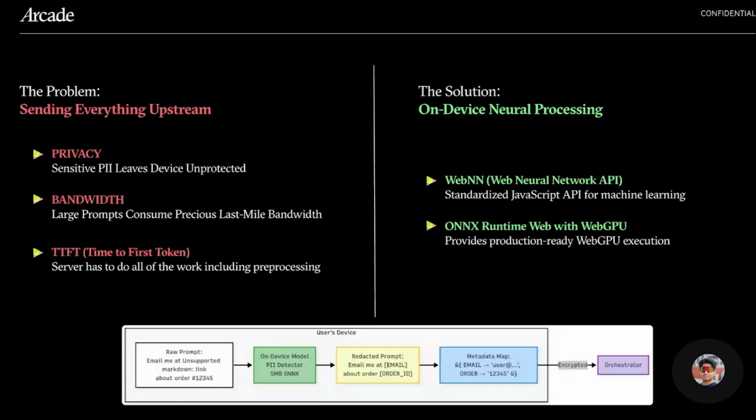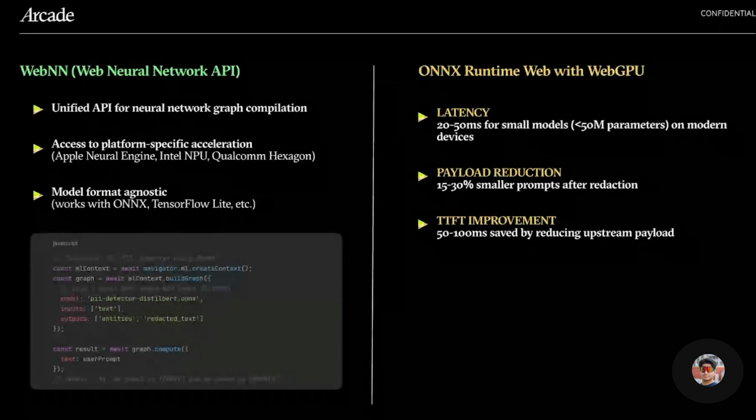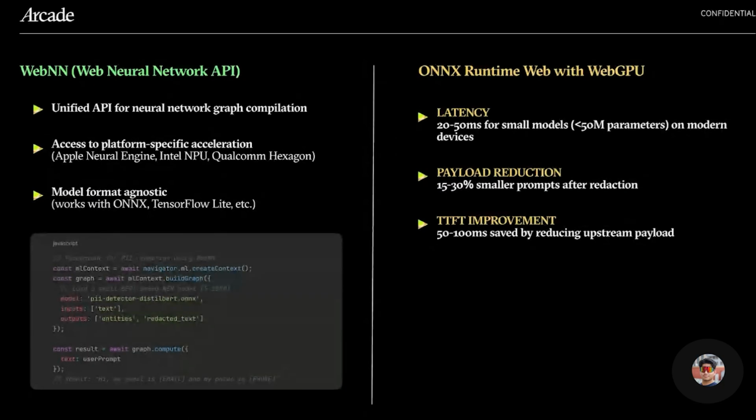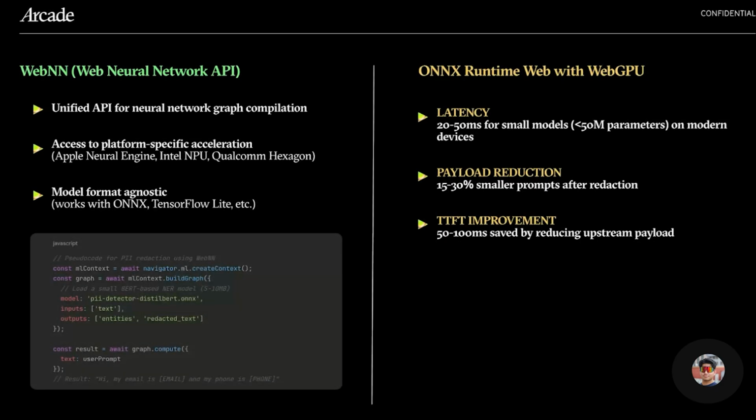So getting into WebNN, as I was saying, it'll enable developers to access hardware capabilities like NPUs, GPUs, and specialized machine learning processors through a unified interface without worrying about vendor-specific implementation. It provides that unified API for neural network graph compilation. It gives you access to platform-specific acceleration. So if you're using Apple's Neural Engine, Intel NPU, Qualcomm, and it's model format agnostic. So it can work with ONNX, it can work with TensorFlow Lite, and so on.